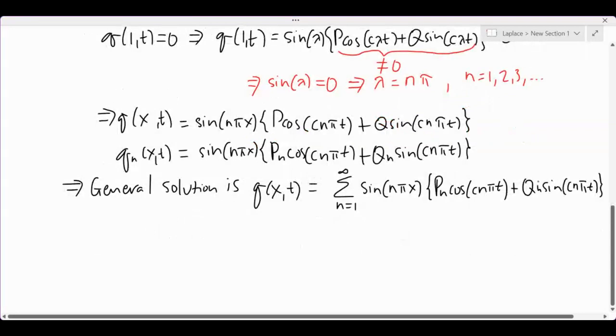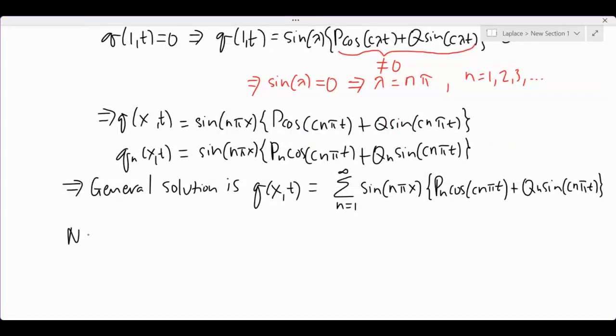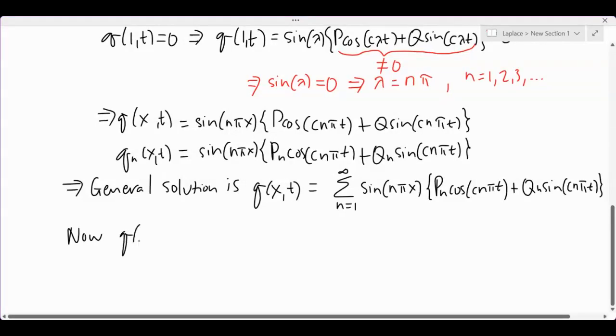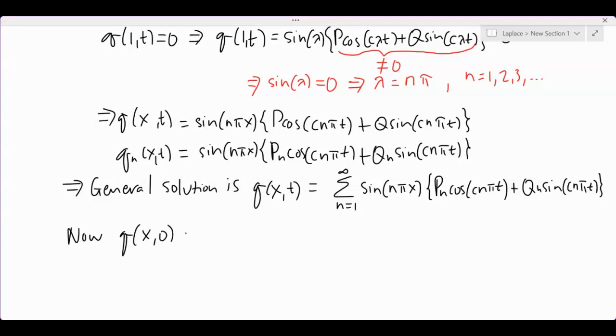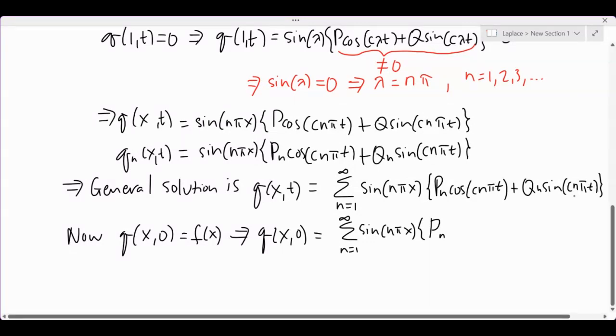And now we are going to use the rest of the conditions. We know that q of x 0 is equal to f of x. This would imply, after direct substitution, that q of x 0 will be equal to the infinite sum from 1 to infinity of sine of n pi x times, if we substitute t equals 0 into the cosine expression, we get a 1, so multiplied with p n we get p n. And if we substitute t equals 0 into the sine expression and multiply it to q n, then we will get 0. And this will have to be equal to f of x.